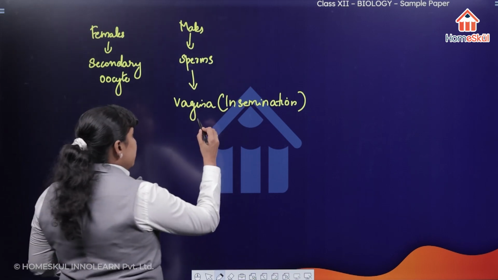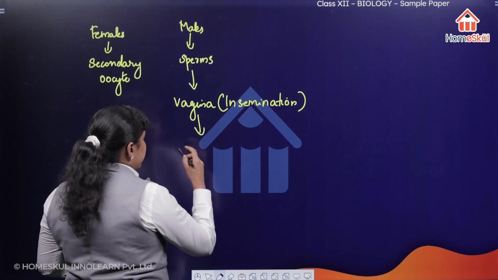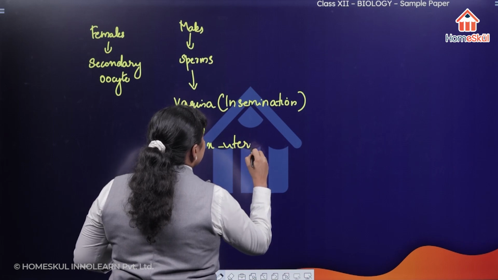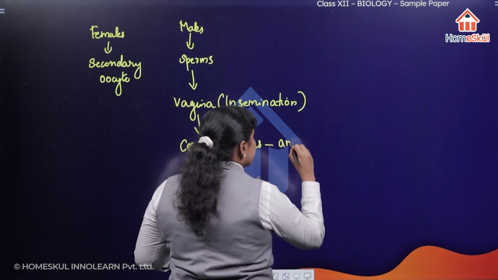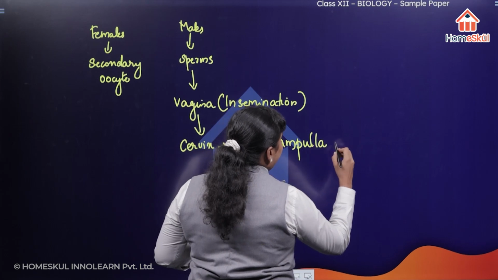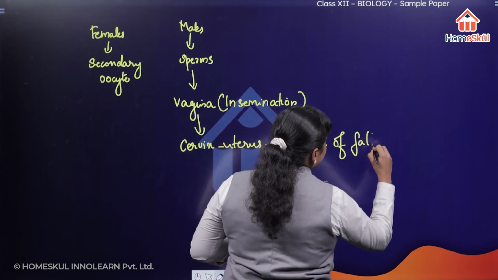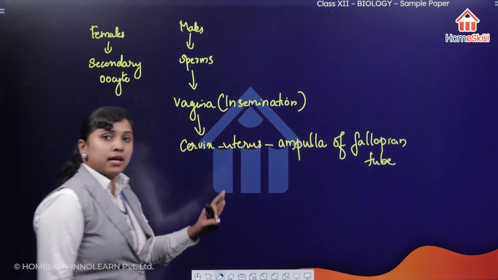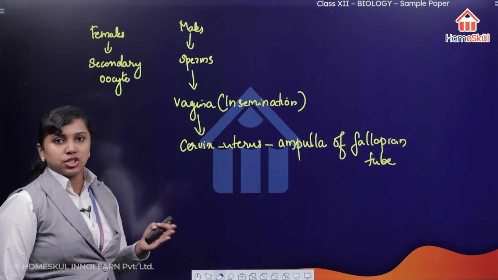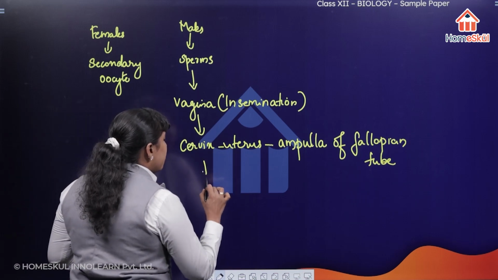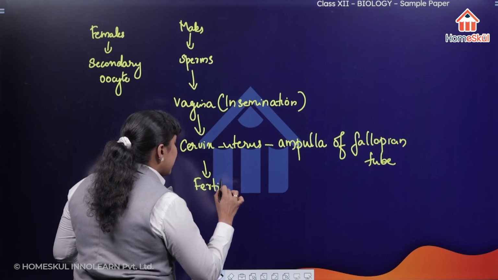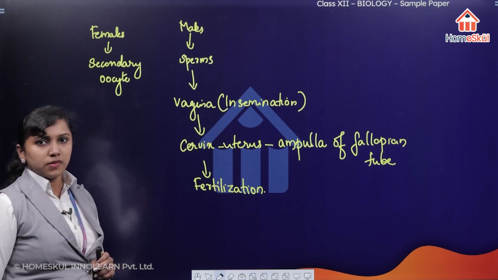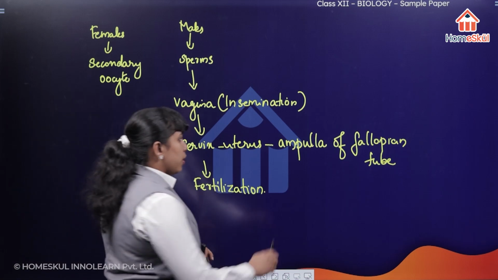From the vagina, it travels up into the cervix, and it passes the uterus. Finally, it will reach the ampulla region of the fallopian tube, or the oviduct. There, in the ampullary region, the fertilization takes place, where the male and the female gamete will fuse together to form the zygote.